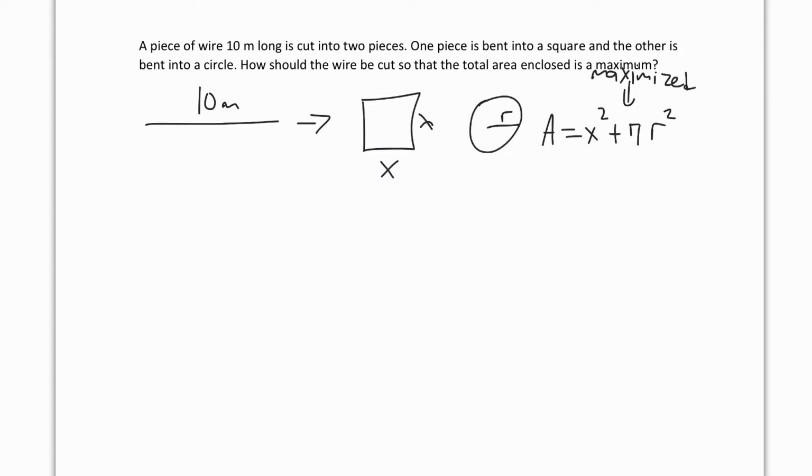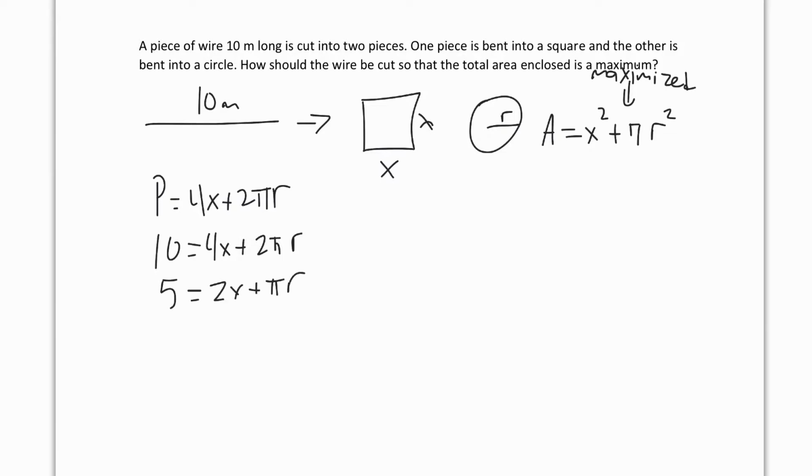So we clearly need to get rid of one of those variables, and the perimeter will help us out. So we know that the perimeter of these two shapes would be 4x plus 2 pi r using circumference. And so 10 equals 4x plus 2 pi r. We can divide by 2 to give us 5 equals 2x plus pi r. And then we have to decide which one we want to substitute in for. I'm going to go ahead and solve for x.